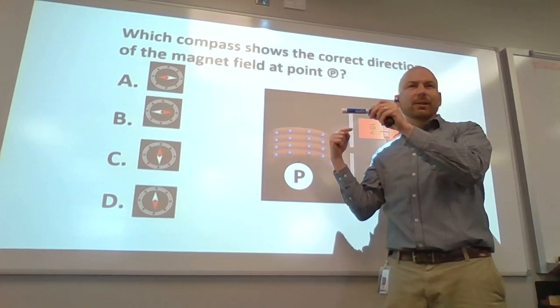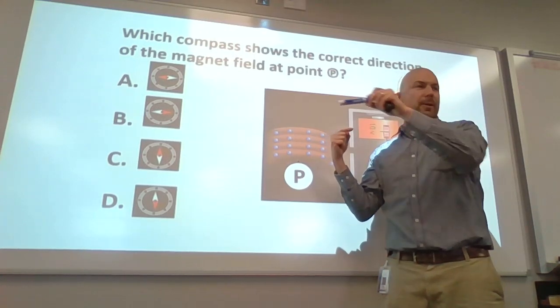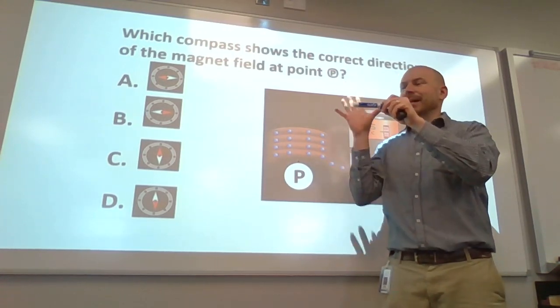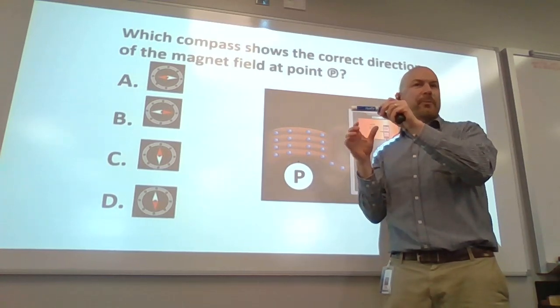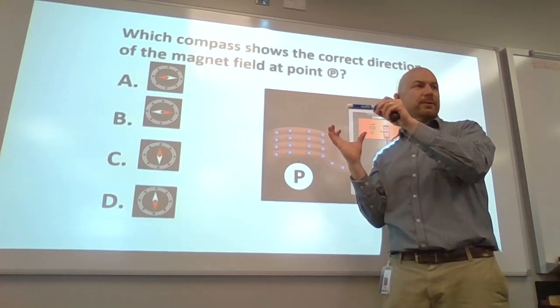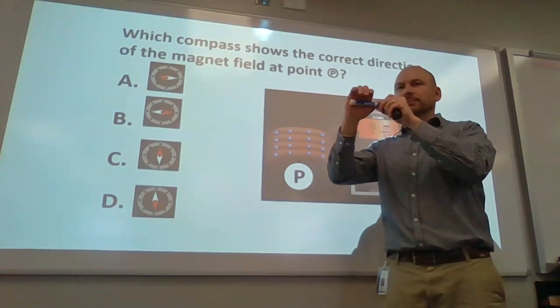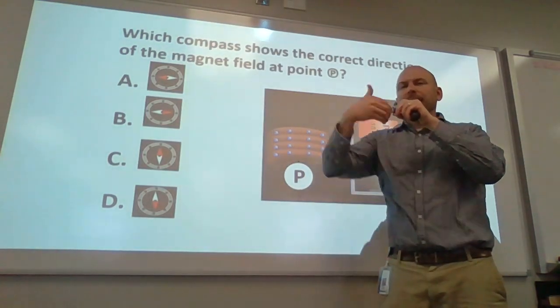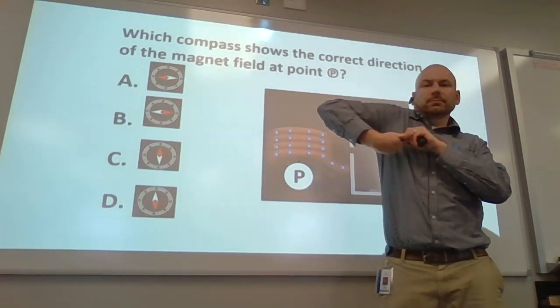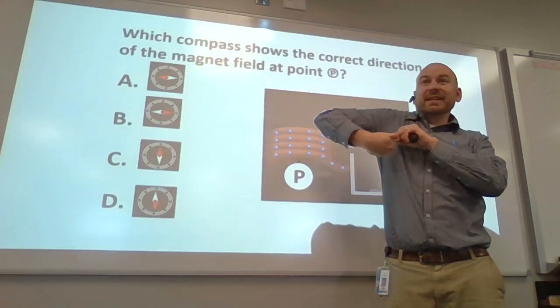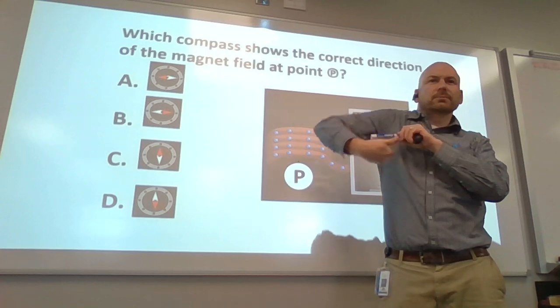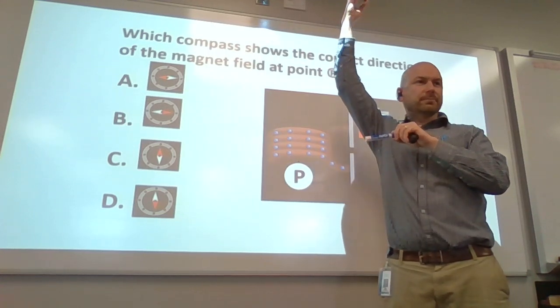D is inside the loop. This is the top part of the loop. We're on the inside. Right here is where I care about, and this is where I'm sticking my compass. I'm grabbing this with current going this way on the inside of the loop, where D is, going up.